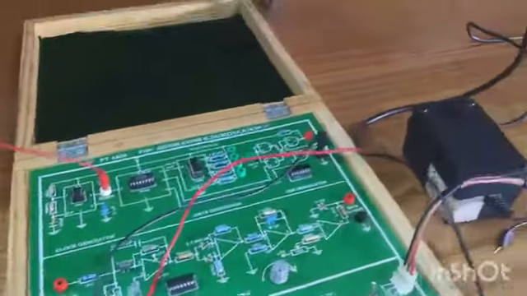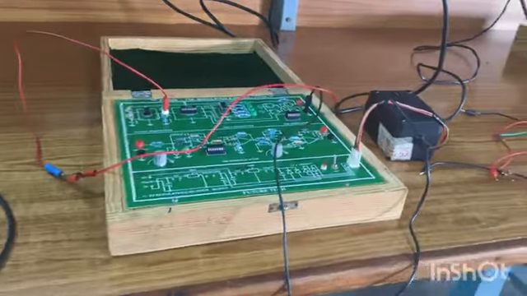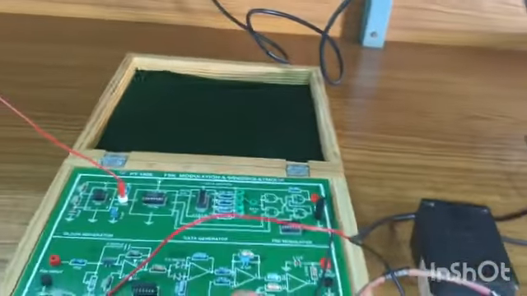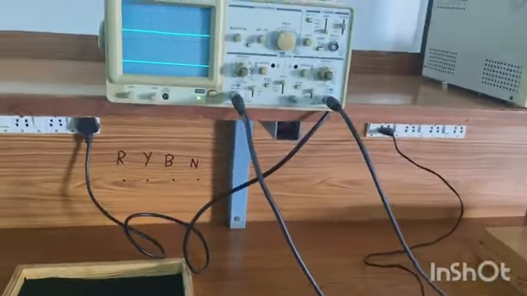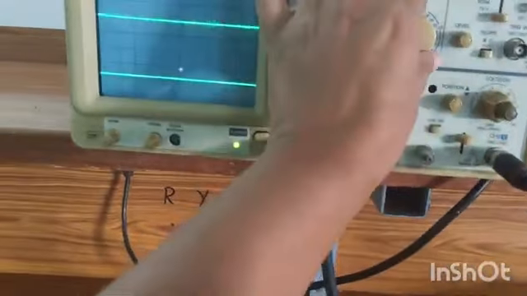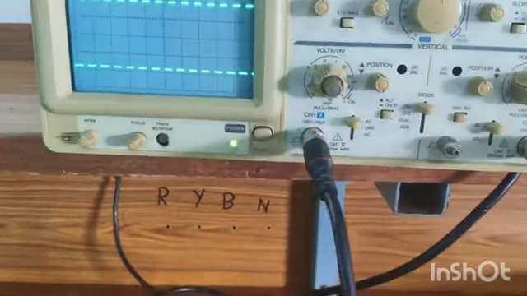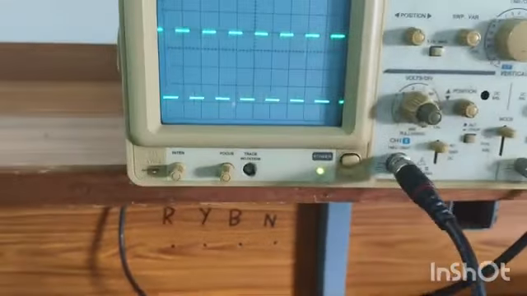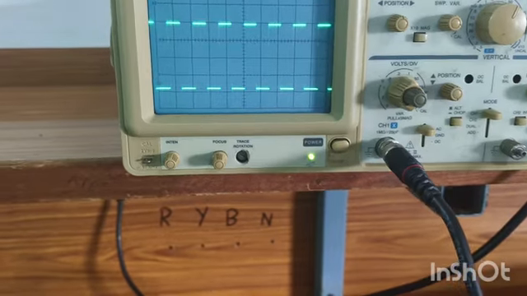Just connected positive here, negative is connected here, and this is connected to channel 1. Now I am going to switch on the kit. So now we are getting the signal, but we need to adjust the time per division, and it is channel 1. So this is the clock signal. We need to note down the amplitude and time period of this clock signal.